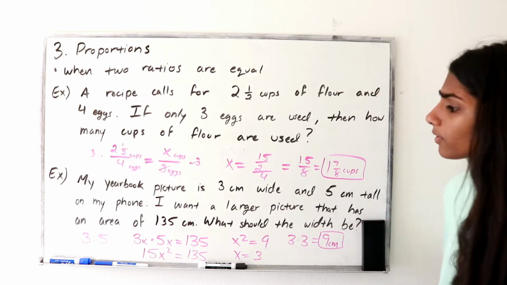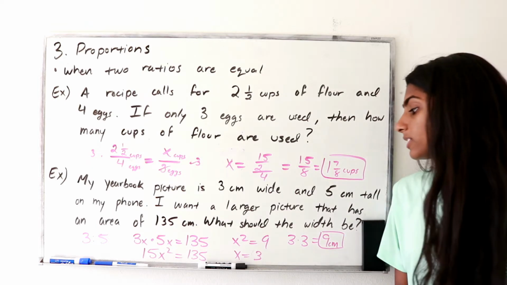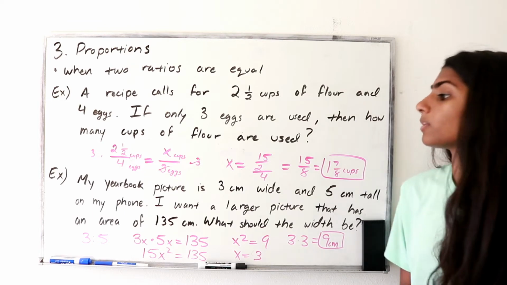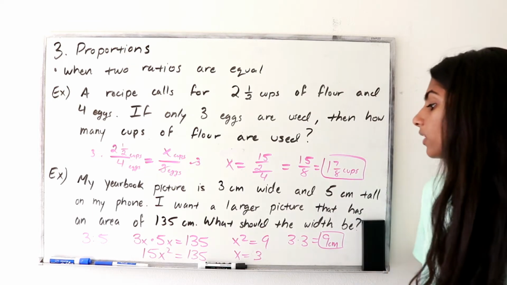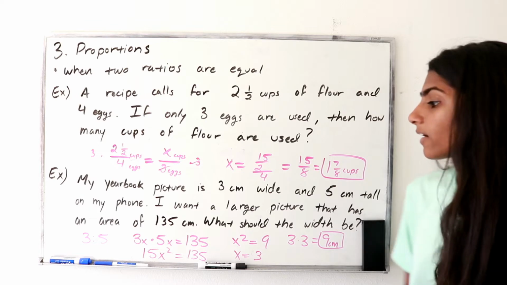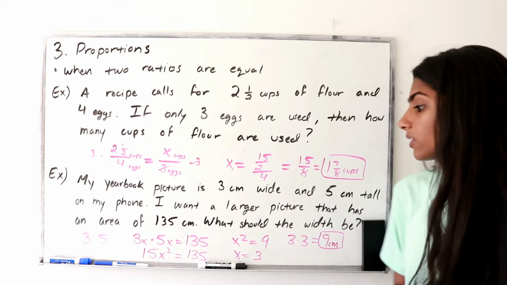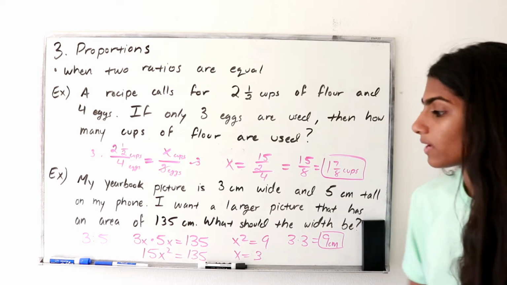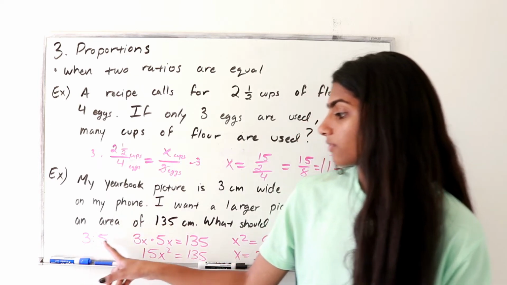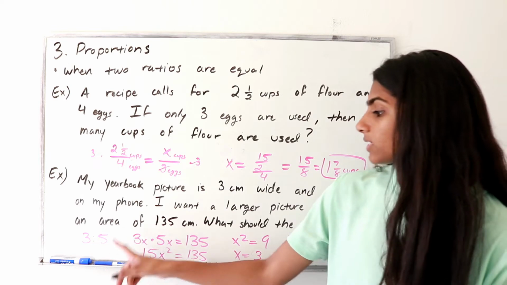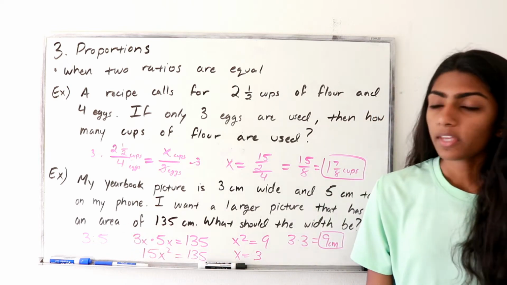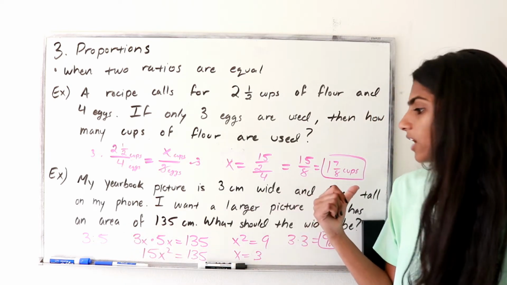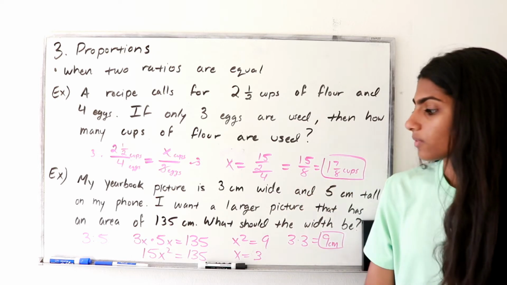Now let's look at this example. My yearbook picture is 3 centimeters wide and 5 centimeters tall on my phone. I want a larger picture that has an area of 135 centimeters. What should the width be? So for this one, we have a ratio right here, 3 centimeters to 5 centimeters, and that's from the width to the height. So I know that if I multiply the width and the height, I should get the area, right? So that's what I'm going to do.